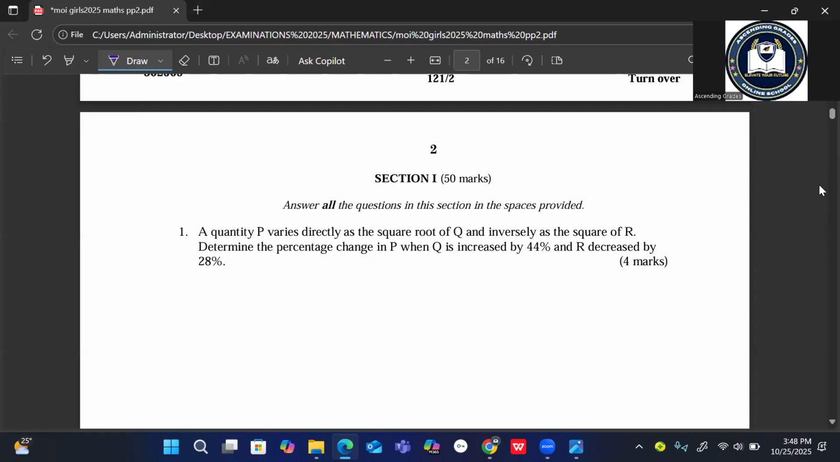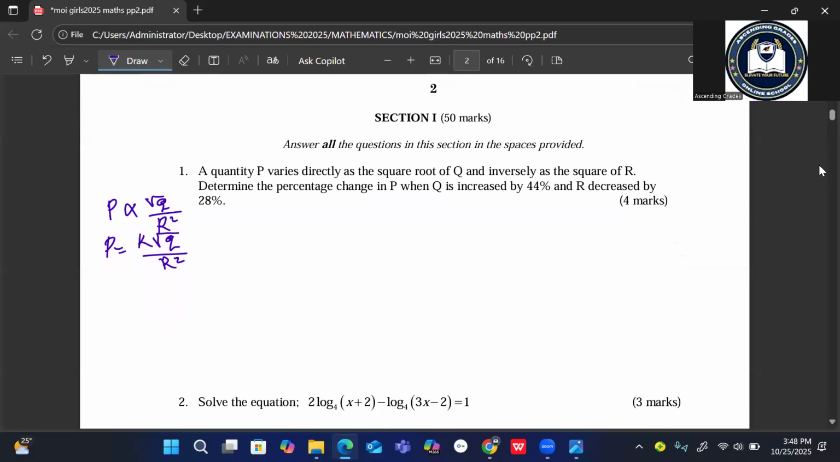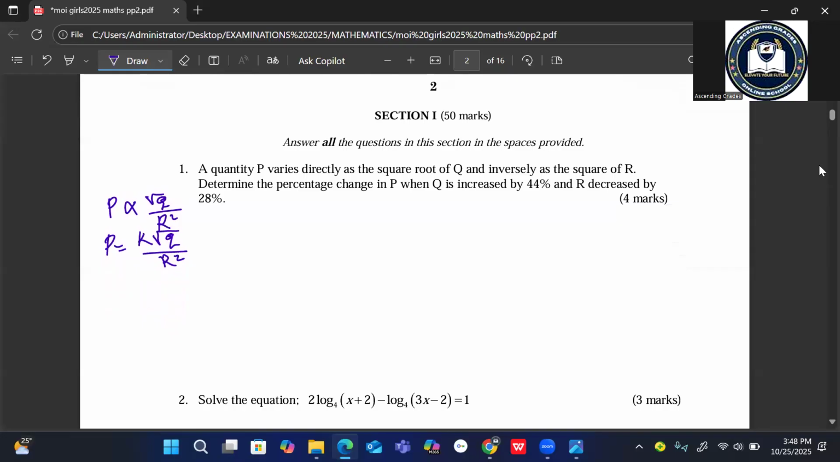So we start with P, and they're saying that P varies directly as the square root of Q, and inversely as the square of R. So that means we have P will be equal to K square root of Q, then over R squared. So we now find that this is now P.